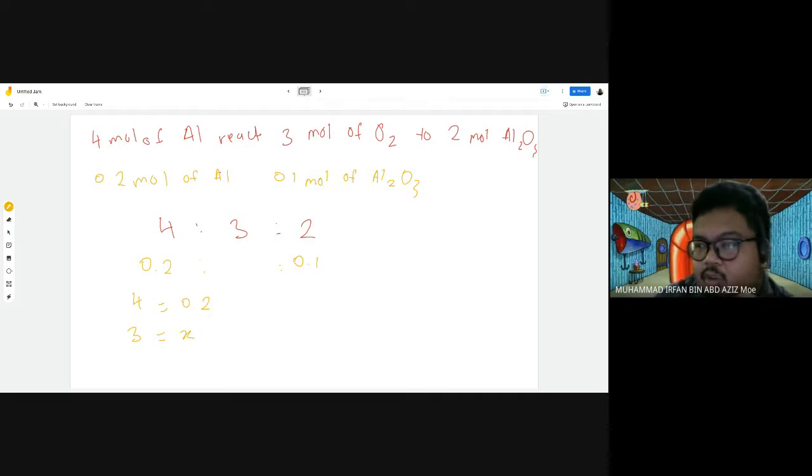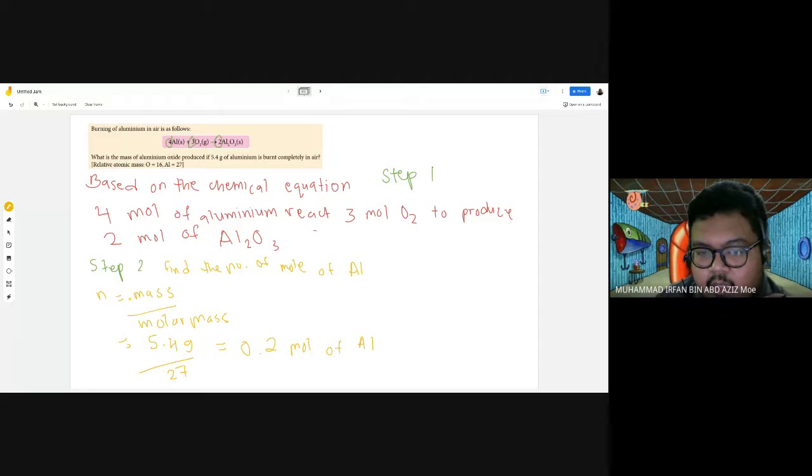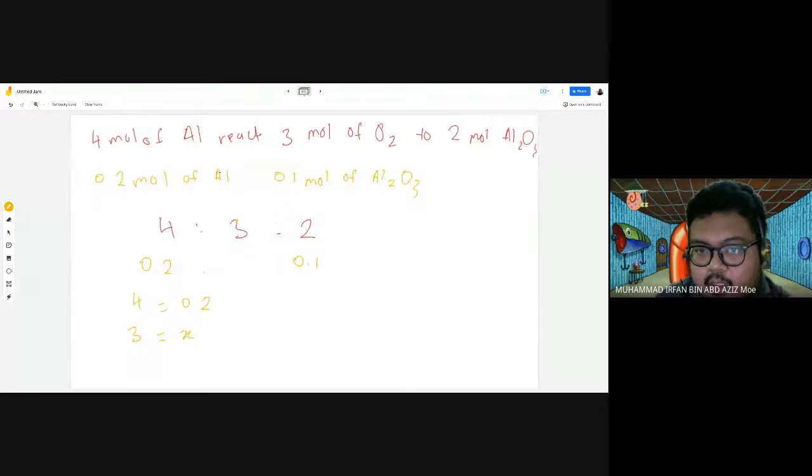We use ratio je yang ni. Sebab step 1 tu, step 2 tu dah find dah dia punya number of mole. Okay, step 3 ni you need to find the ratio for the questions. Macam mana? Berapa tu? If you get 0.2 mole of, is it 0.05? Kena lagi besar.